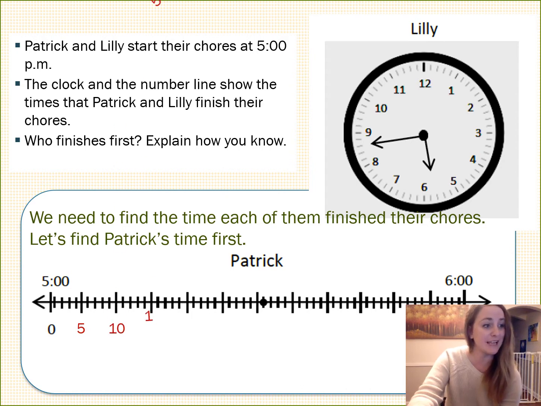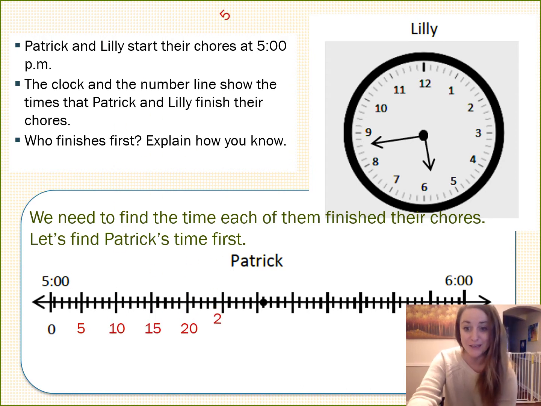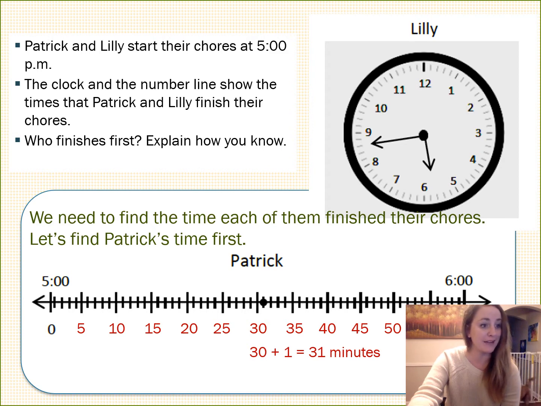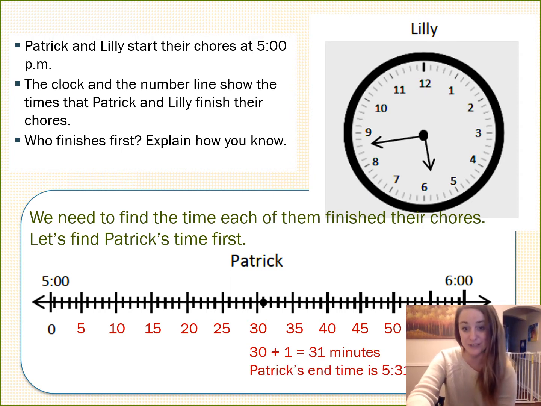We're going to label the tape diagram by 5s, just like a clock counts by 5s as well. Let's count. 5, 10, 15, 20, 25, 30, 35, 40, 45, 50, 55. We see that Patrick's is 1 minute past the 30, and 30 plus 1 minute is 31 minutes. So that means Patrick finished at 5:31.